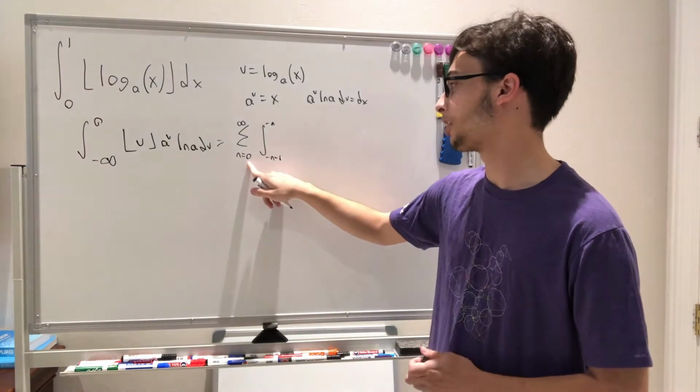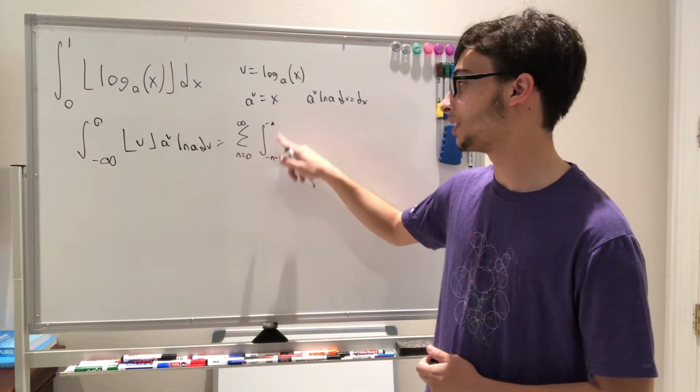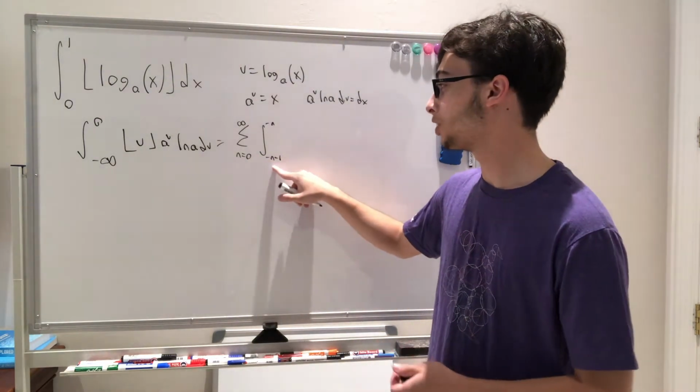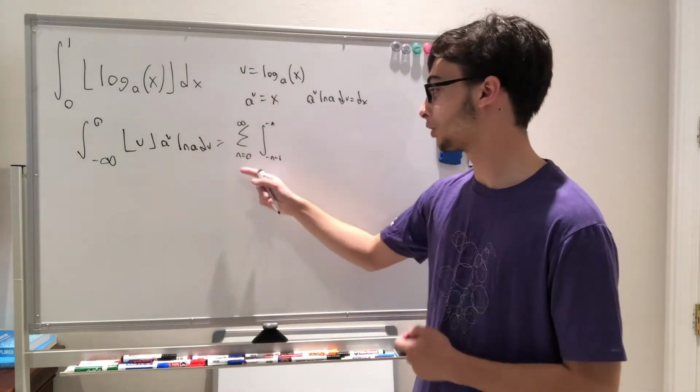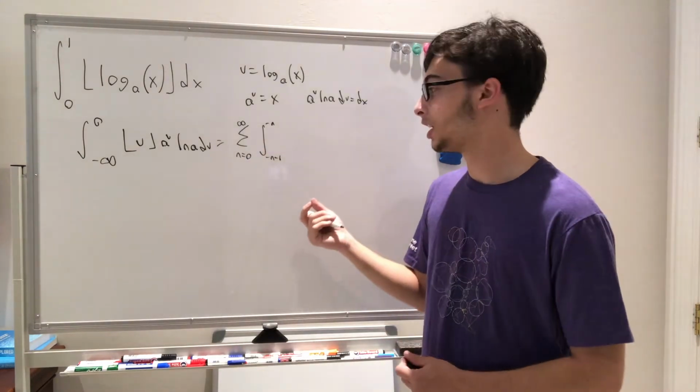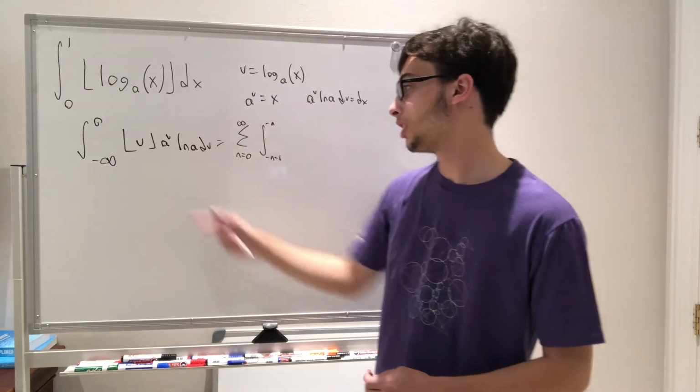When you plug in n equals 0, you have the integral from negative 1 to 0. And then you have plus the integral when n equals 1, which will be from negative 2 to negative 1. And then you have plus the integral when n equals 2 from negative 3 to negative 2. And if you add up all of those integrals, then you will get the original integral. So what goes inside here?